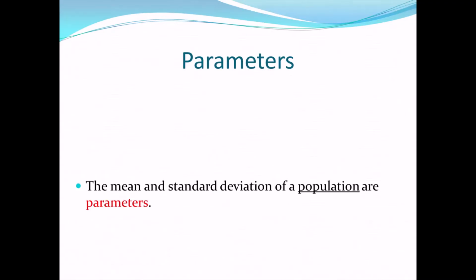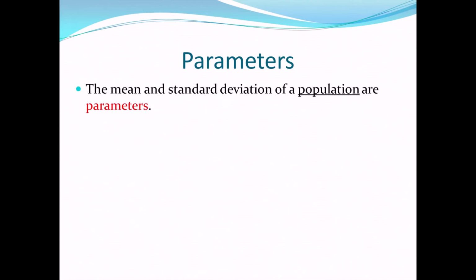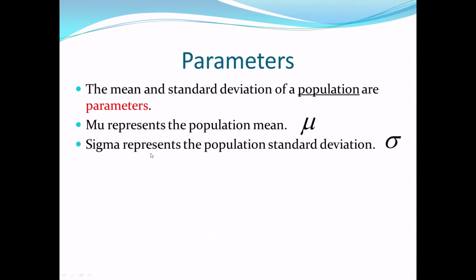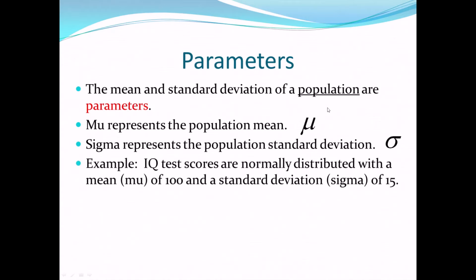The first slide is just going back in time to chapter 5. That's where we were dealing with parameters, whether we knew it or not. And remember, the mean and standard deviation of a population are parameters. For the population mean, we use the Greek letter mu. For the population standard deviation, we use the Greek letter sigma. Remember, x minus mu over sigma equals z, that kind of thing.